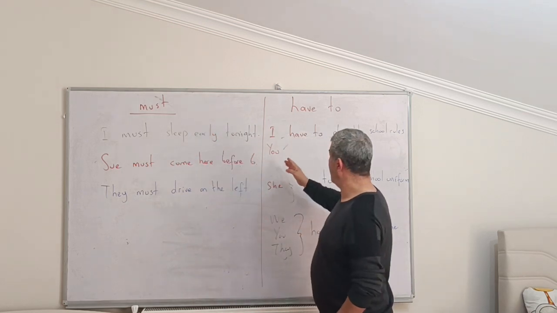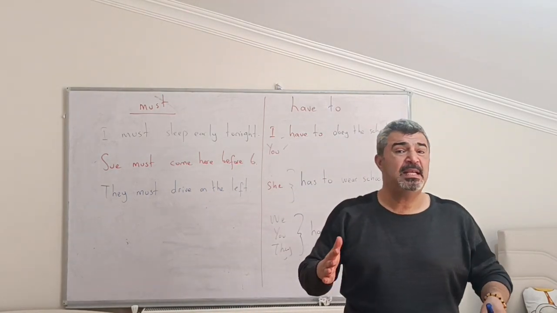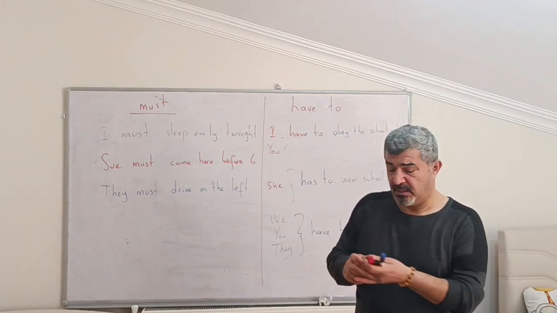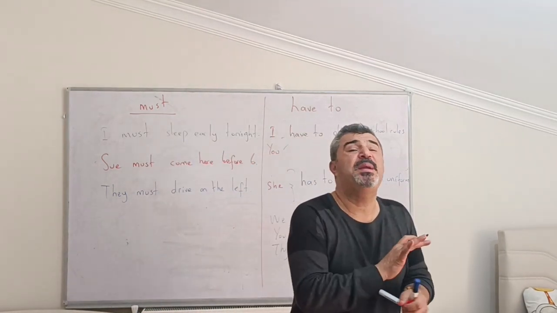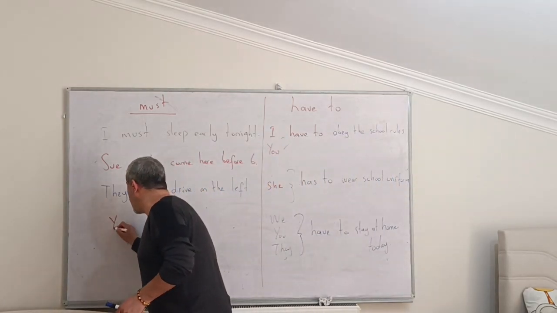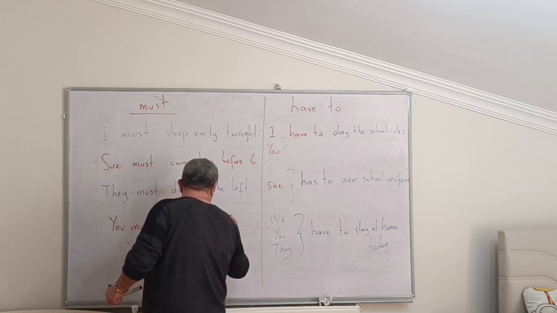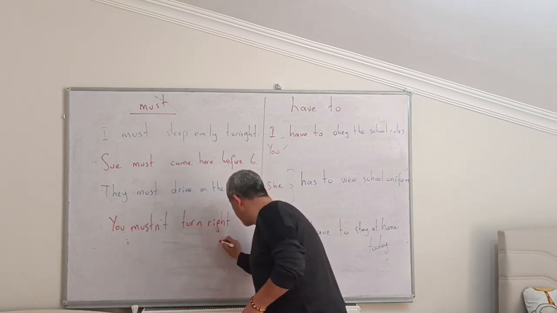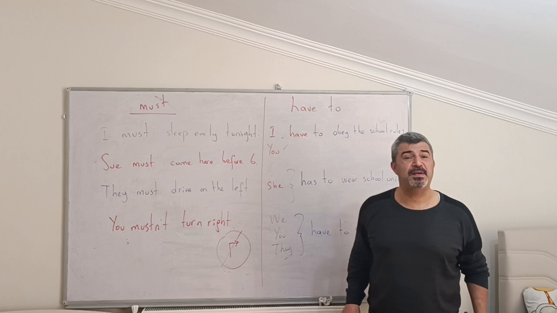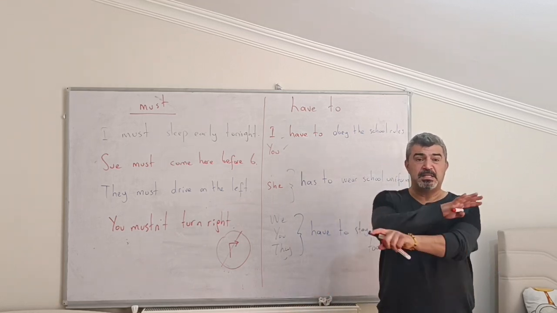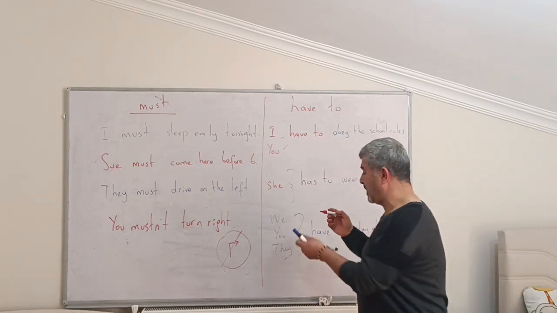And if we say mustn't, it is a prohibition. When you see mustn't, it means that it is forbidden, it is prohibited. For example, you mustn't turn right. This is a traffic sign. Mustn't means prohibition.